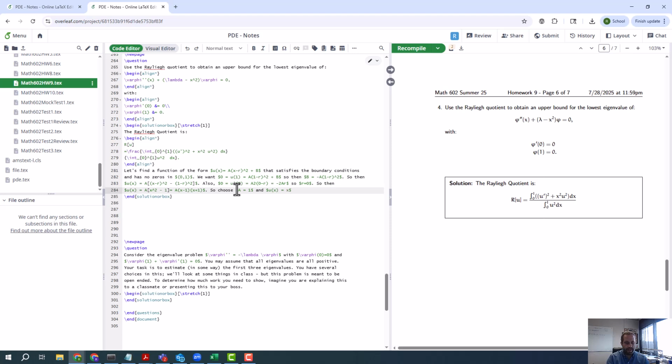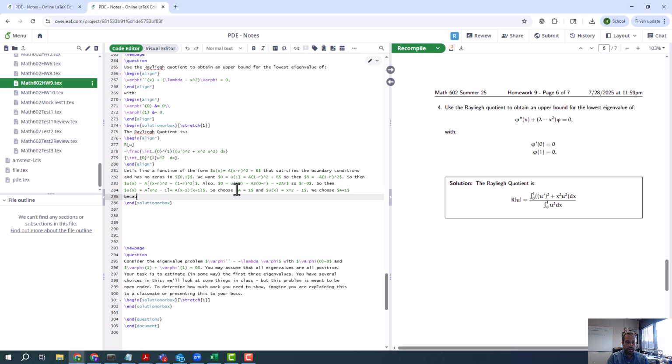I'm just going to write it as x squared minus 1. We choose a equals 1 because the a cancels out in the quotient.